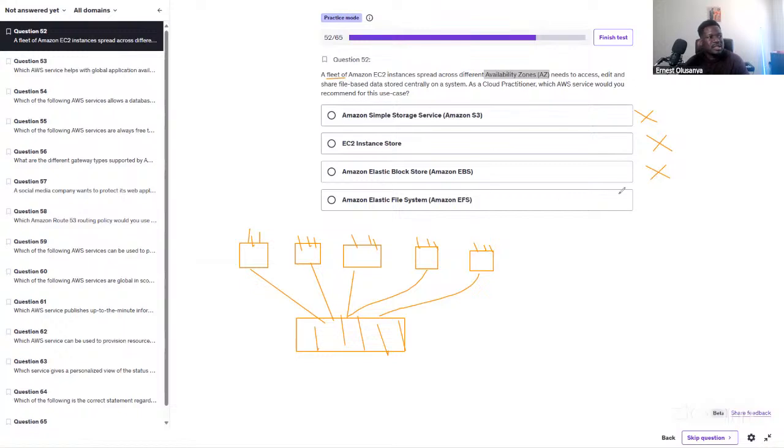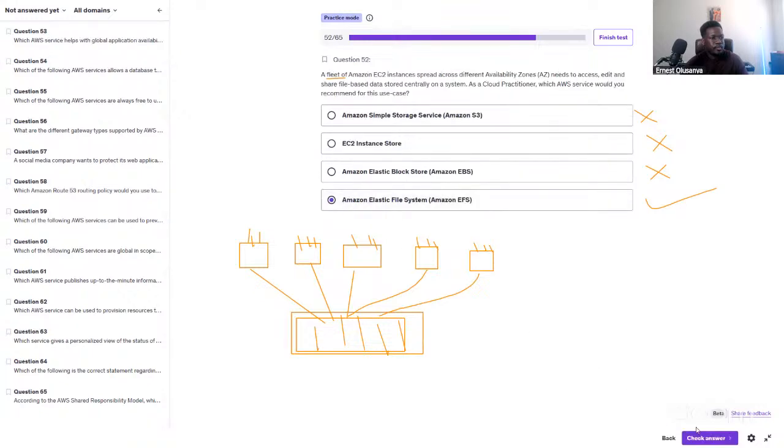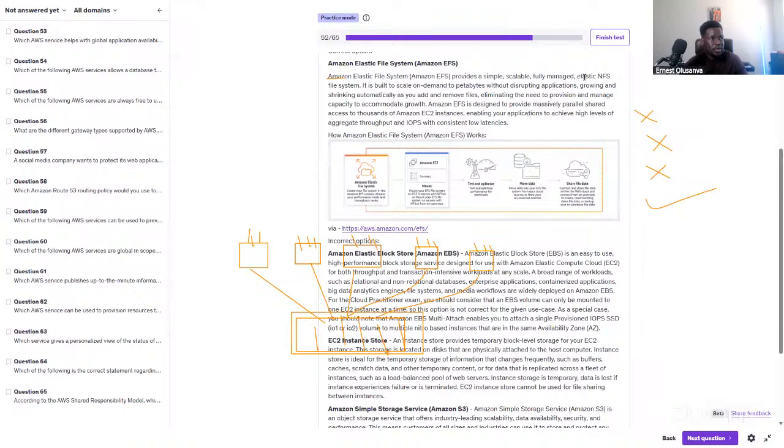So the correct answer is EFS. EFS allows you to share one network attached storage, and everyone can connect to that without seeing any latency or performance issues. So that's the correct answer. So look at the explanation. Simple, scalable, fully managed NFS, which means we're talking about a Linux file system, and it can grow and all of that. Okay, let's move on.